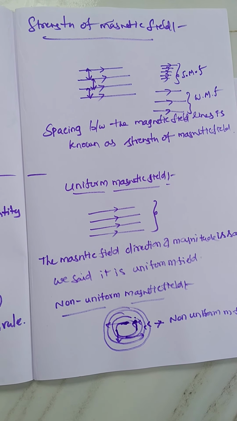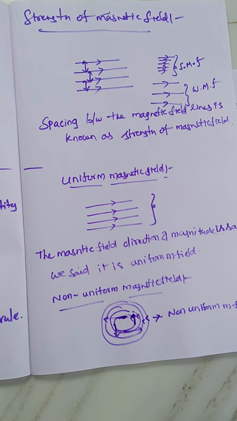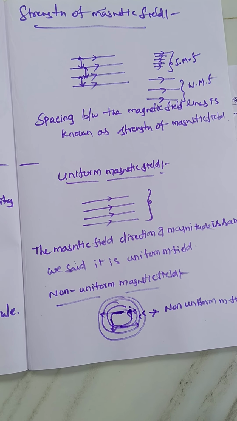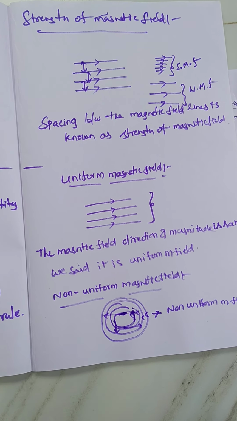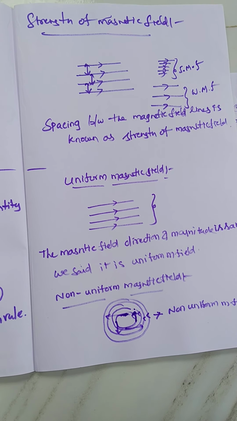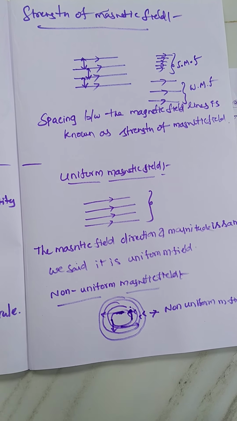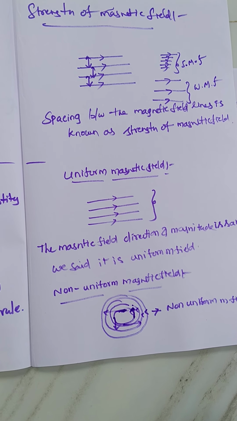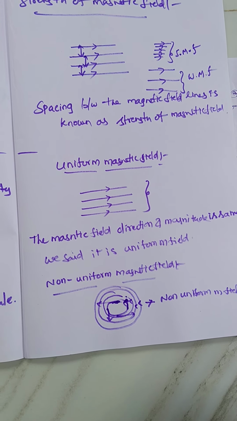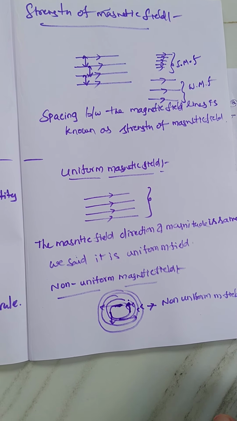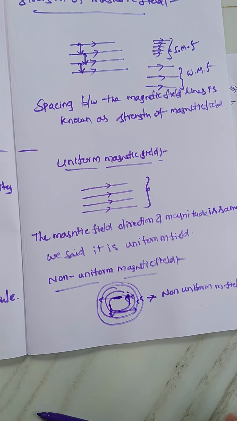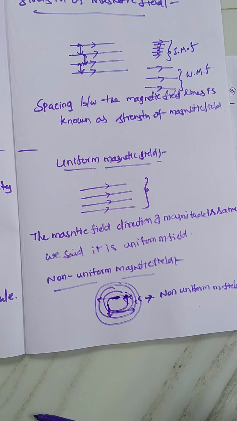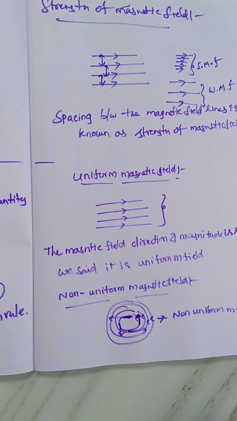So this is about strength of magnetic field, weak and strong magnetic field, uniform and non-uniform magnetic field, and how we discuss the direction of magnetic field. The direction of magnetic field is represented in only two ways: one is the compass needle and the other is the right hand thumb rule. How we use the right hand thumb rule for the direction of magnetic field is very important, and I will discuss that in the next lecture.